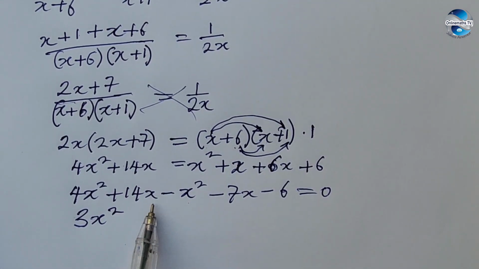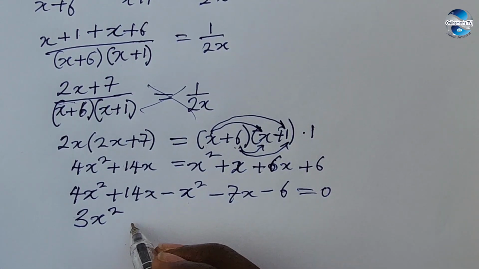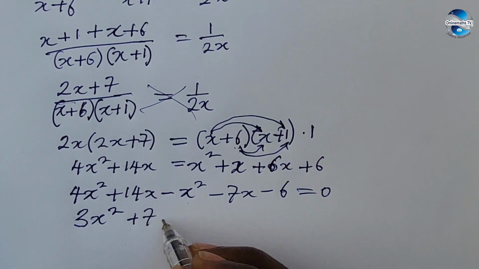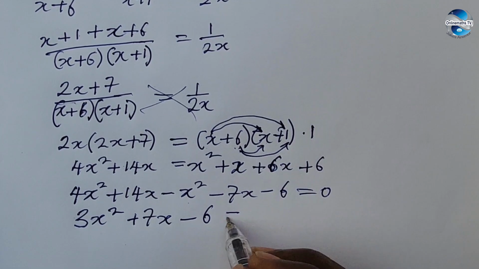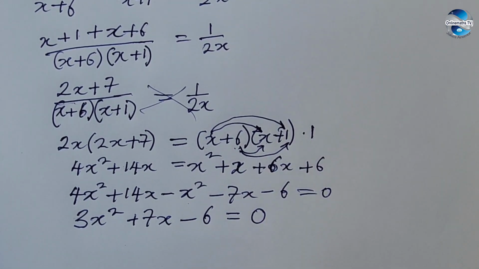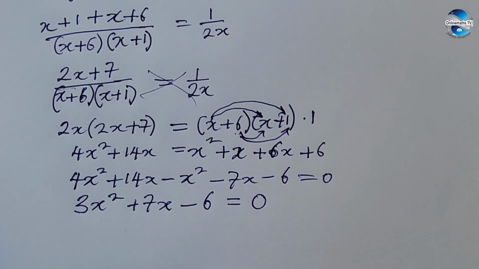The plus minus 7x will give us plus 7x. Here we have minus 6, everything equal to 0 on the right hand side. Now this is a quadratic equation. Okay, now this is where I misfired in the former question.